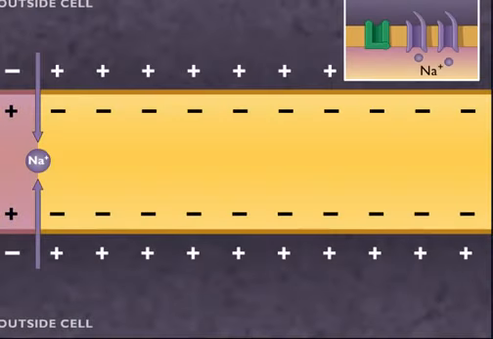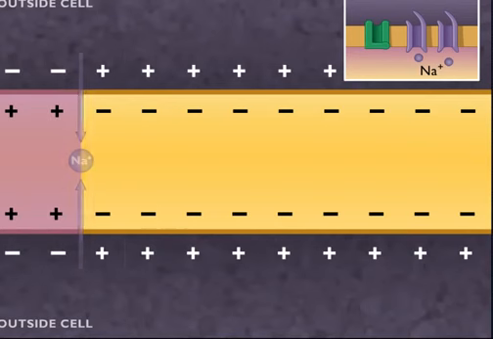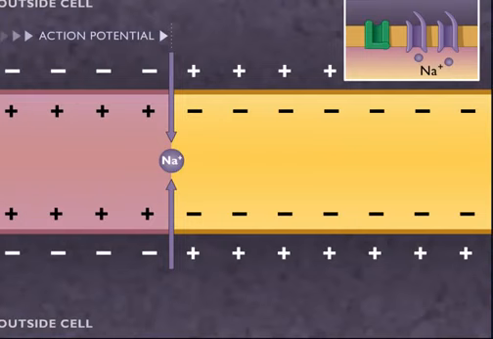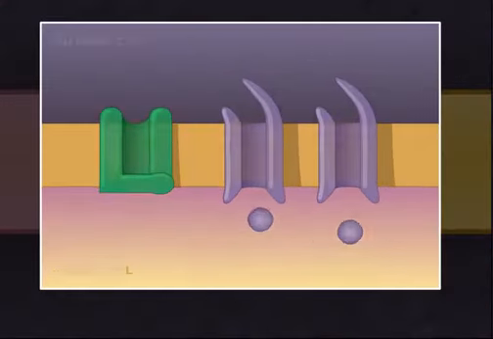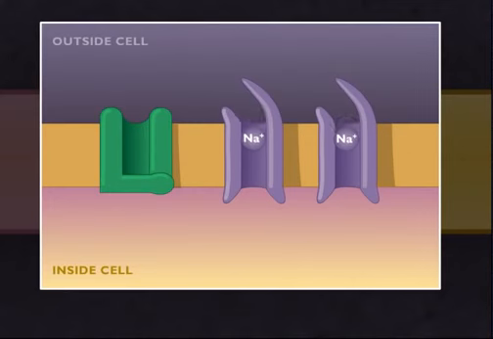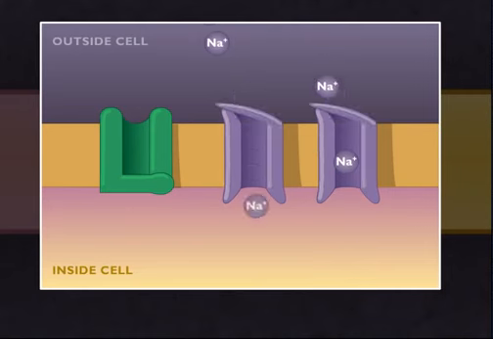This affects neighboring voltage-gated sodium channels, which then open, moving the depolarization along the membrane. This moving depolarization is called an action potential. Changes occur behind the action potential to restore the resting membrane potential. The voltage-gated sodium channels close and voltage-gated potassium channels open. This allows a rapid flow of potassium ions out of the cell, repolarizing the membrane so that the inside is again negative and the outside positive.